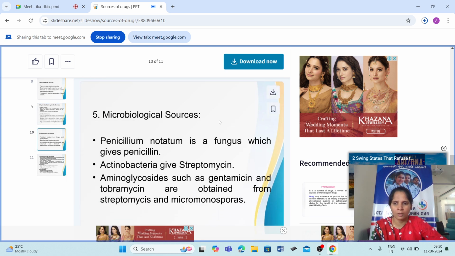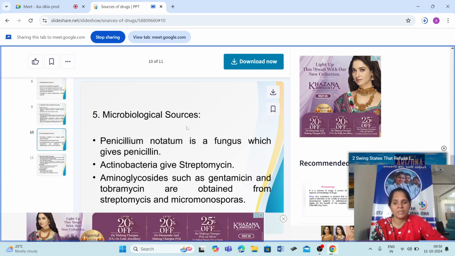Next we have microbiological sources. In a sense, you will be using microorganisms as the source of the drugs. Different microorganisms like fungi and bacteria will be used. So you have an idea about Penicillium notatum, right? Penicillin. What is penicillin? It is an antibiotic, ma'am. Yeah, it is an antibiotic and we have different penicillins like penicillin G, penicillin D, which you might have studied in your bachelor's, right? So these penicillins we are going to get from a fungus called Penicillium notatum.